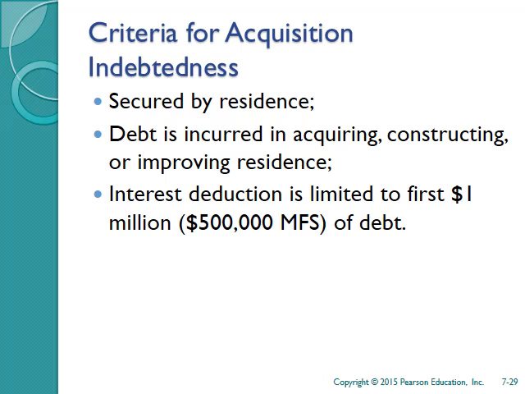In order for the mortgage to be considered acquisition indebtedness, it has to have the residence as security backing the loan. The debt has to be incurred to acquire, construct, or improve the residence, and interest deduction is limited to the first $1 million, or $500,000 if married filing separately, of debt. So if the house is more than $1 million, you would calculate the interest on the first $1 million of that mortgage. So if it was for $1.5 million, you'd basically just take 2/3 of the interest payment and say, this is what I'm deducting.